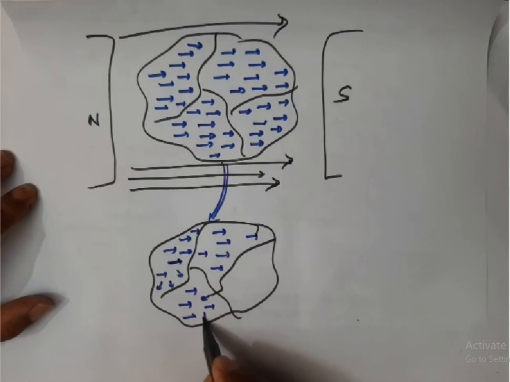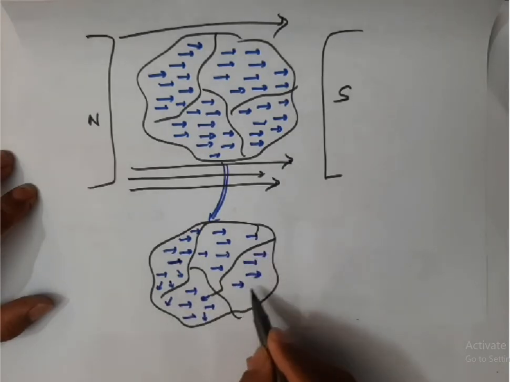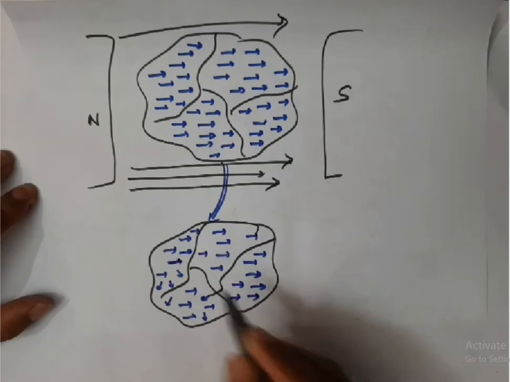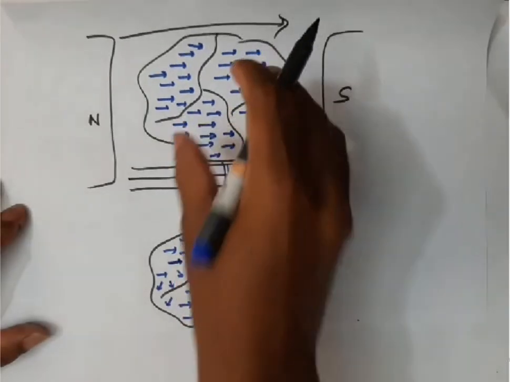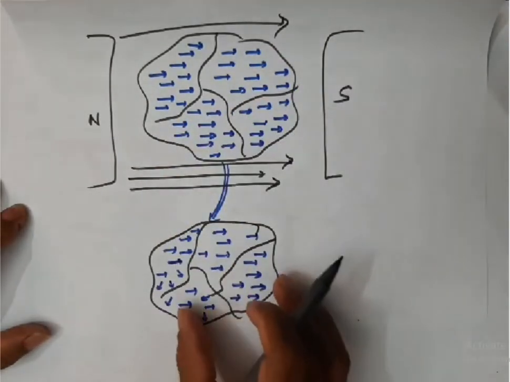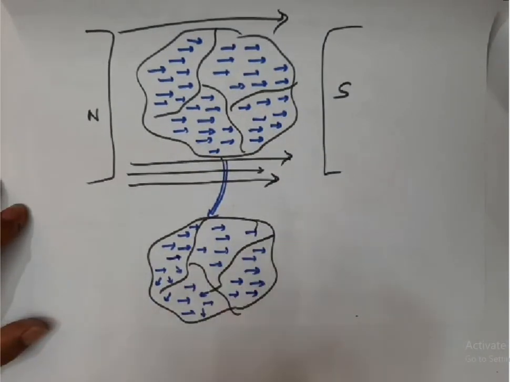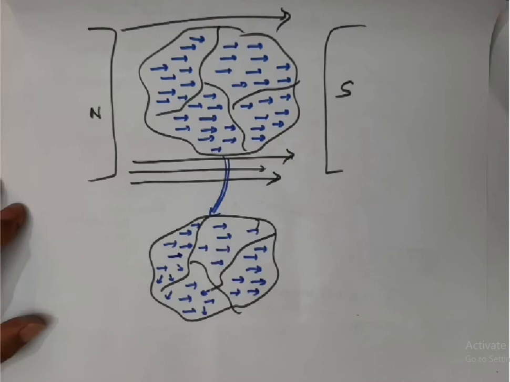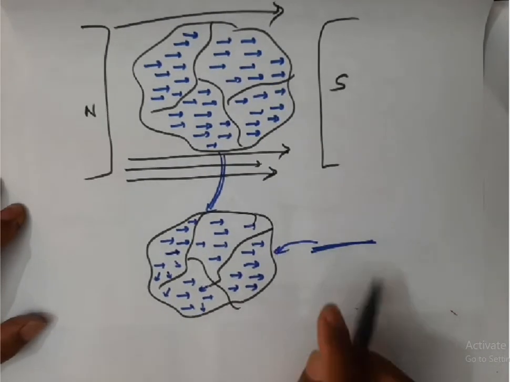Some randomization starts, but most of the magnetic moments remain oriented in the same direction. That means even after the removal of the material from the magnetic field, the magnetic character persists for some time. That is why if you bring an iron needle near to this, that needle gets attracted.